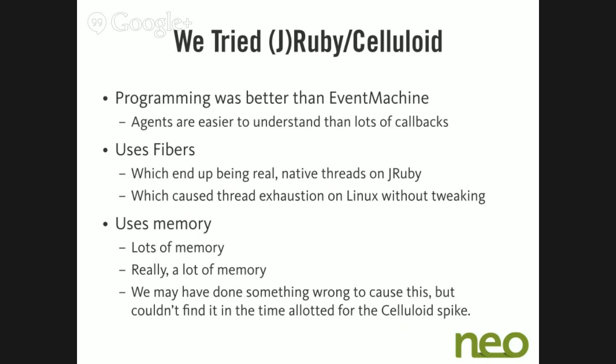Downsides: Celluloid uses fibers, which are great in normal Ruby, but when you start running on JRuby, which we found we had to do for performance reasons, they turn into native threads, which surprised me. And we started having all kinds of interesting issues running on Linux without a whole bunch of tweaks. And it uses a lot of memory. Again, I think there may be some programming practices that might help this, but we were in the 40-some odd gigabyte range for 10,000 simultaneous connections, which was a lot and not sustainable.